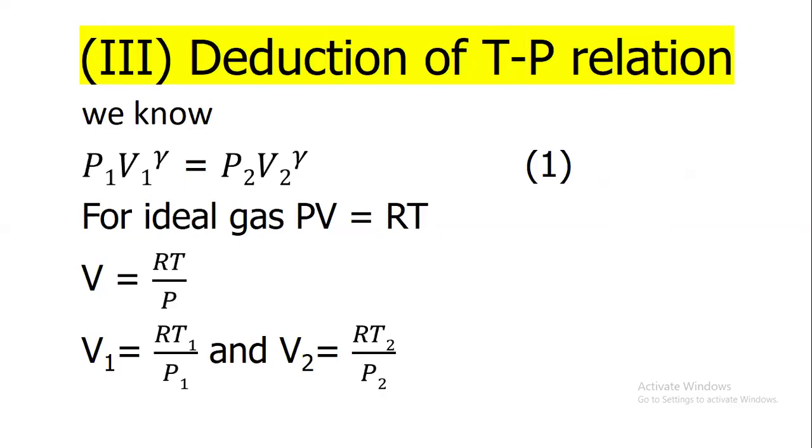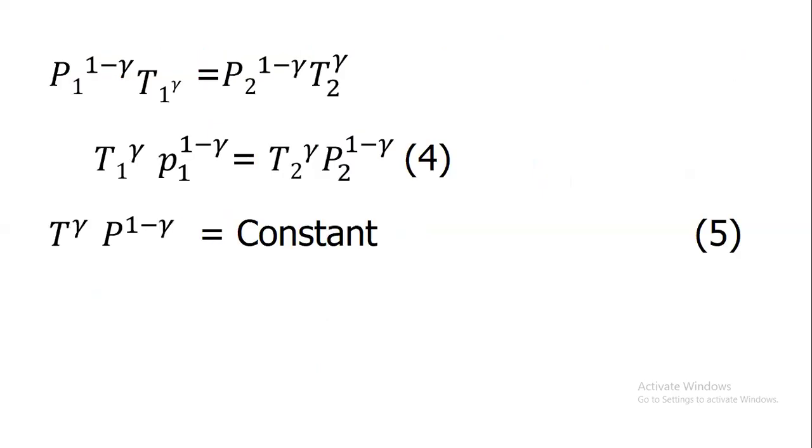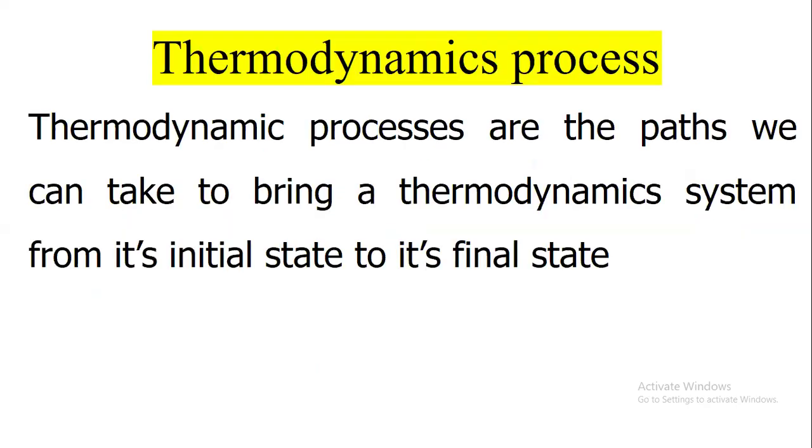Deduction of TP relation. We know that P1 V1 to the power gamma equal to P2 V2 to the power gamma. For an ideal gas, PV equal to RT, so V equal to RT over P: V1 equal to RT1 over P1 and V2 equal to RT2 over P2. Now the above expression can be expressed as P1 times (RT1 over P1) to the power gamma equal to P2 times (RT2 over P2) to the power gamma. So we get T to the power gamma times P to the power 1 minus gamma equal to constant.